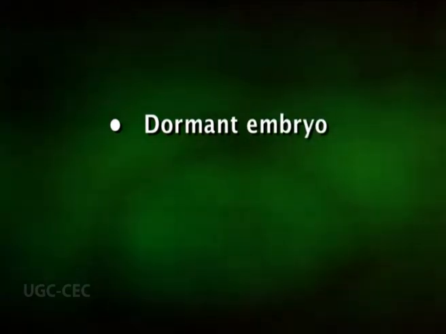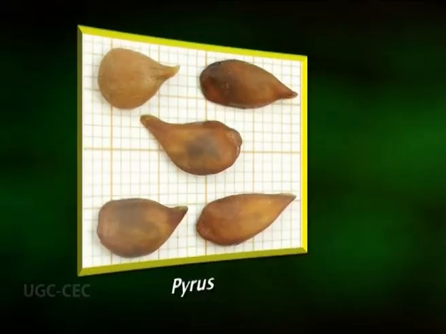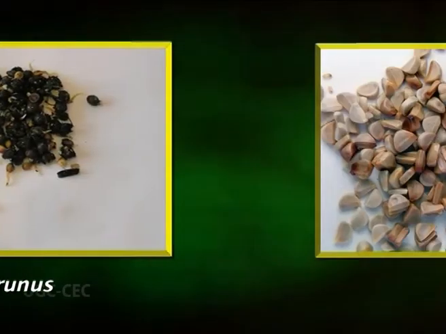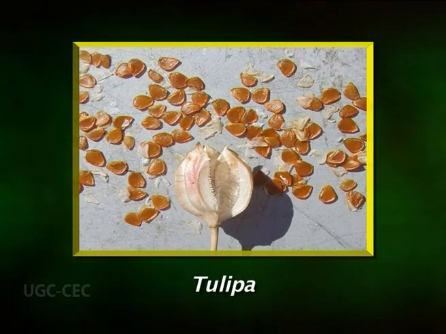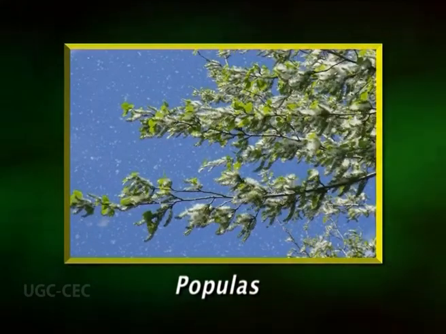Next, it can be due to dormant embryo. Embryo may be physiologically dormant at the time of shedding of seeds. Such seeds usually require a period commonly known as after ripening. After the period of after ripening is complete, seeds germinate normally. Dormancy for after ripening is seen in case of Pyrus, Prunus, Iris, Tulipa, Populus, etc.